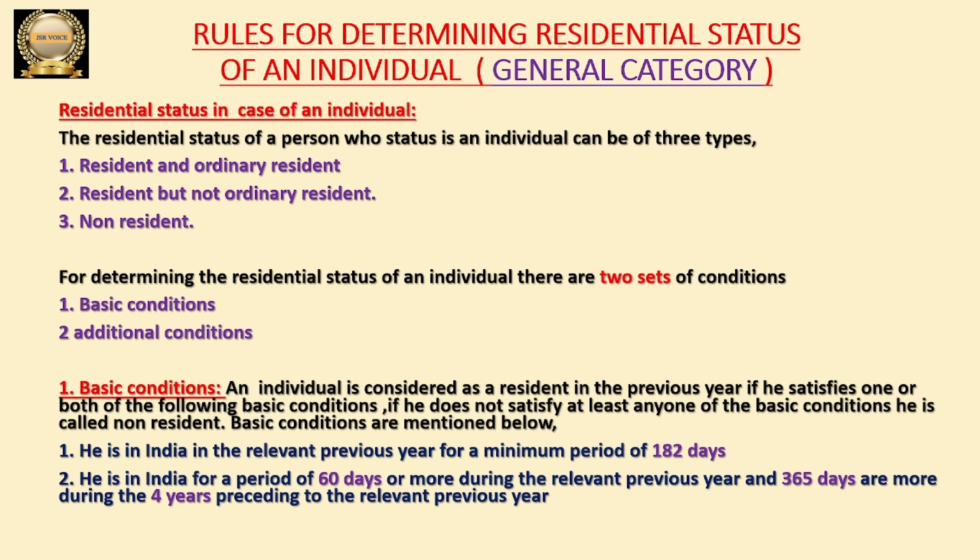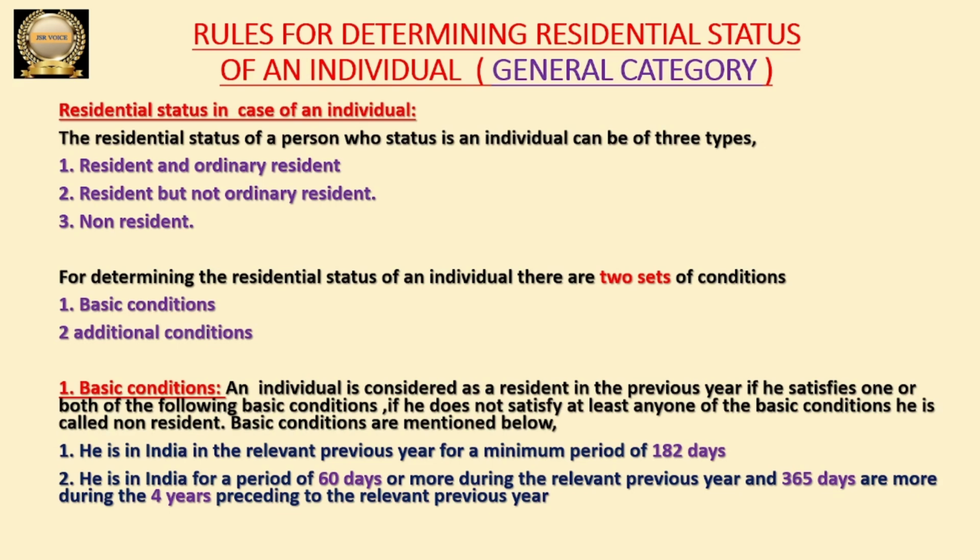And what are those 4 years preceding to the relevant previous year? So before previous year, 4 years period will be there. So during those 4 years period, he had to stay in India for 365 days. Okay, that is the second one. Second condition is he has to stay in India for 60 days during the previous year and 365 days or more than that during 4 years period which is preceding to the relevant previous year. Okay, so these are two rules which are coming under basic conditions.